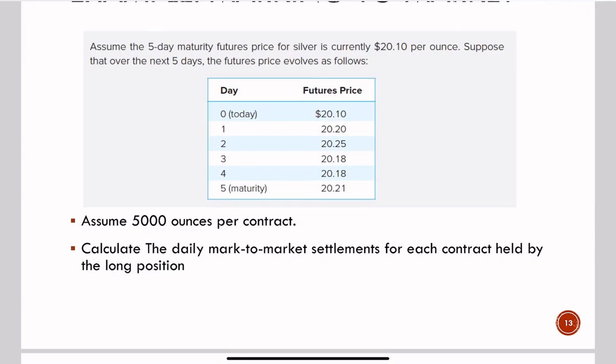Okay, so you entered this contract at this price. Now, after 1 day, its price increases to 20.2. Let's say you're entering... Oh, the question is about the settlements for the long position. So let's just look at the long position.